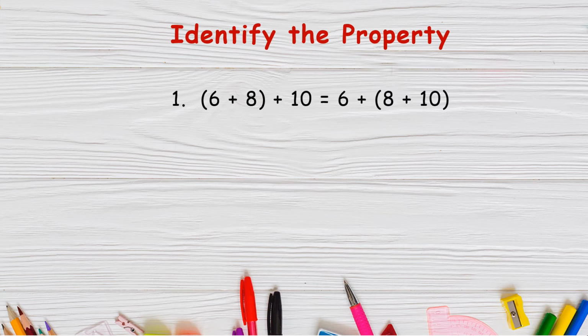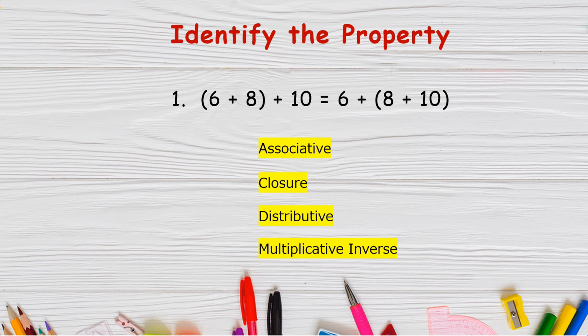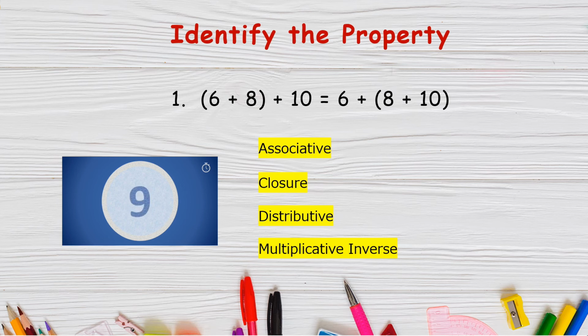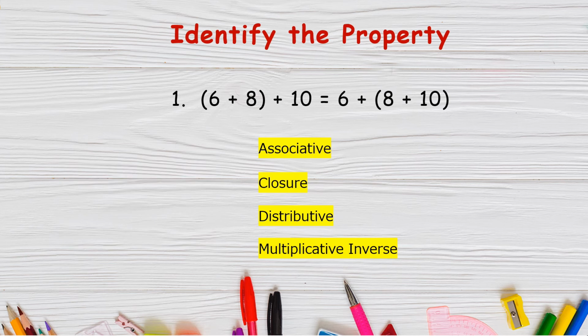The quantity of 6 plus 8 plus 10 is equal to 6 plus the quantity of 8 plus 10. Is it associative, closure, distributive, or multiplicative inverse? You have 10 seconds to answer. Okay, the correct answer is associative. Very good.